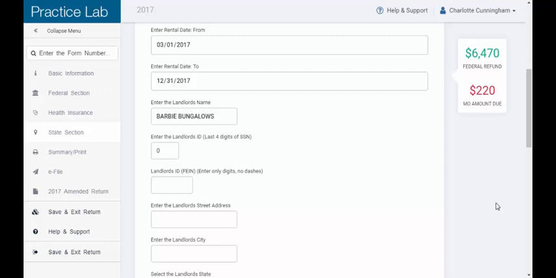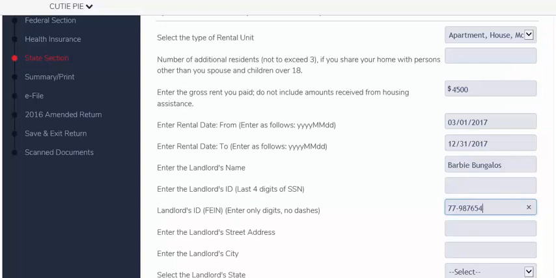We will see another video where we see how to do this on paper with an autofill form outside of the TaxSlayer software. Okay, and then the landlord's street address we need to have.